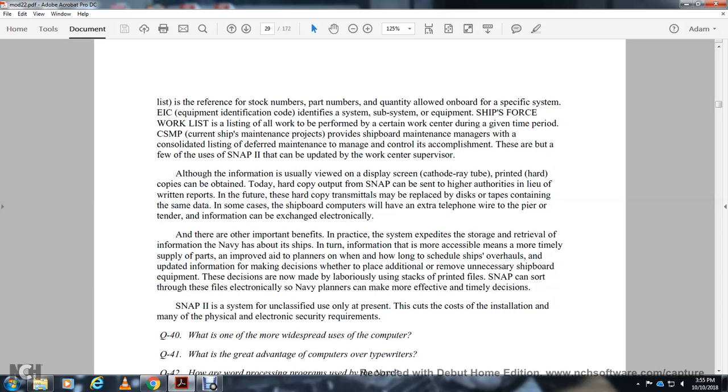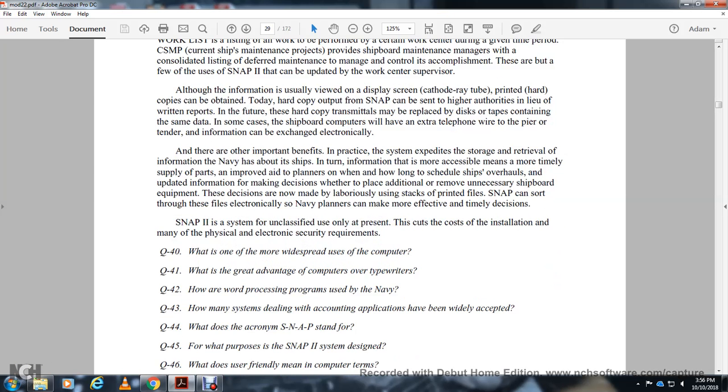There are other important benefits of the system. It expedites the storage and retrieval of information about the ship, so information can be accessed in a more timely way. It improves planning, such as how long to schedule a ship's overhaul, and supports decisions about whether to add or remove equipment. These decisions are now made laboriously using stacks of printed files; SNAP can store the files electronically, so Navy planners can make effective and timely decisions. SNAP 2 is an unclassified system, usually only present with copies of the installation, so many of the physical and electronic security requirements do not apply.